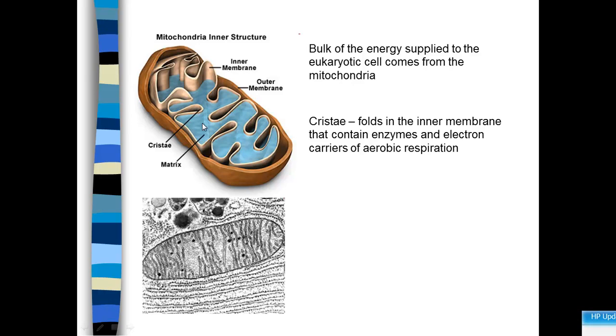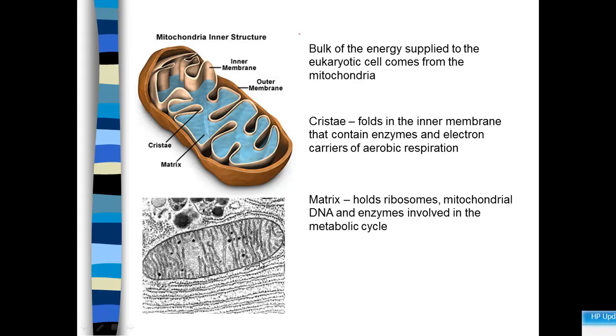The inside, the jelly kind of liquid portion of the inside of the mitochondria is referred to as the matrix. The matrix contains mitochondrial DNA, and it also has ribosomes that look like prokaryotic ribosomes that allow the mitochondrial DNA to be translated into protein.